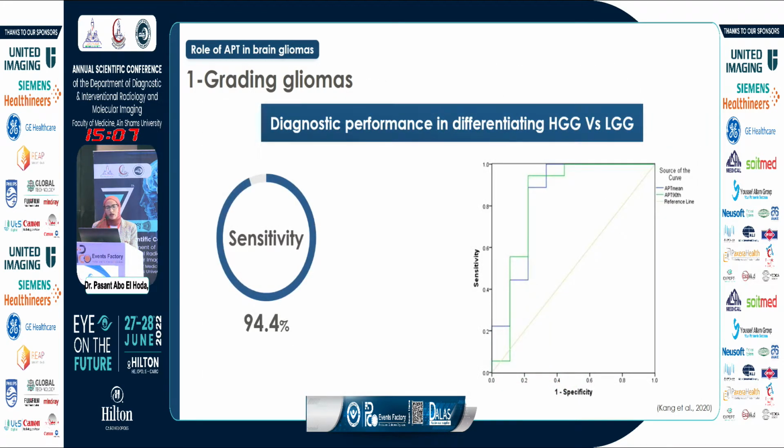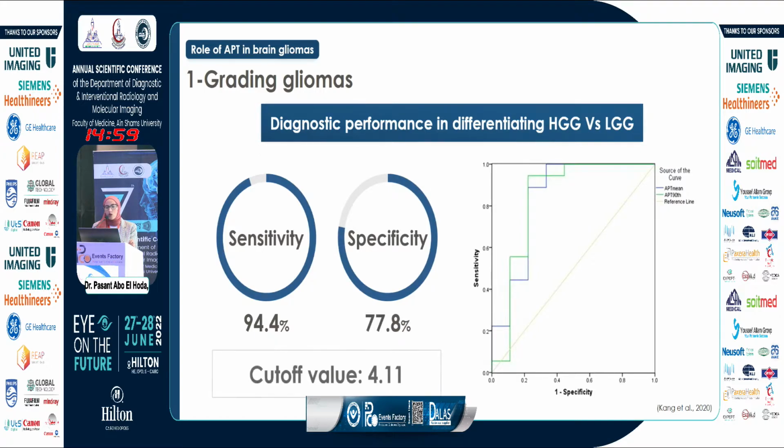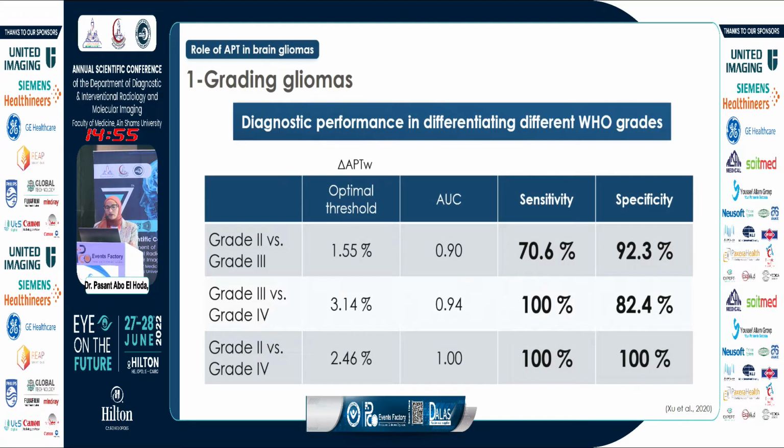Glioma grading, the APT has the ability to differentiate between low and high grade gliomas by sensitivity of 94.4% and specificity of 77.8%, with cutoff value of 4.1. Also, some papers have proved that it has the ability to differentiate grade 2 versus grade 3 tumors by sensitivity of 70% and specificity of about 92%.